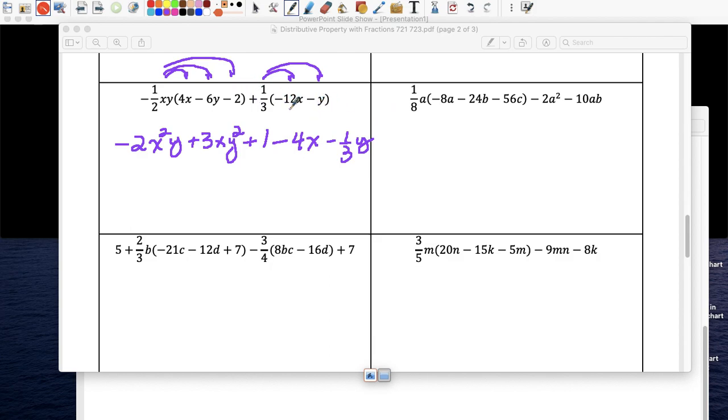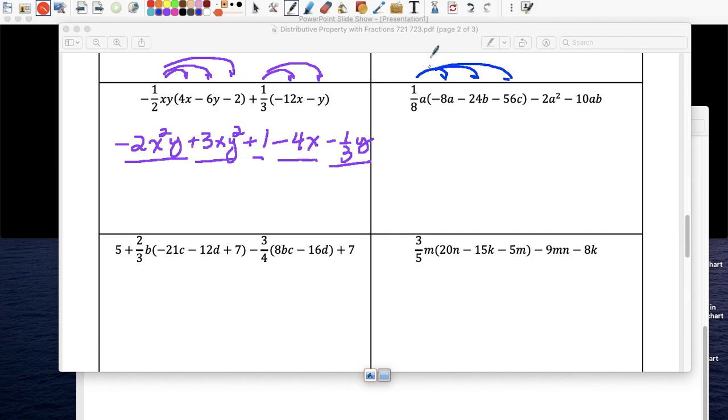Combine like terms, nope. This is not the same as this. This is a constant. This is negative 4x, variables for x, and this is y. Well, thankfully, we don't have to combine like terms. That's the final answer.